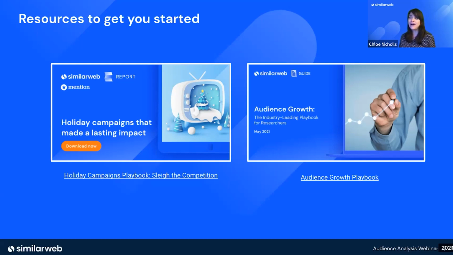And we also have our Similarweb audience growth playbook. This will have a lot more top tips on using Similarweb to understand your audience better and to grow your brand. But that is it for today.